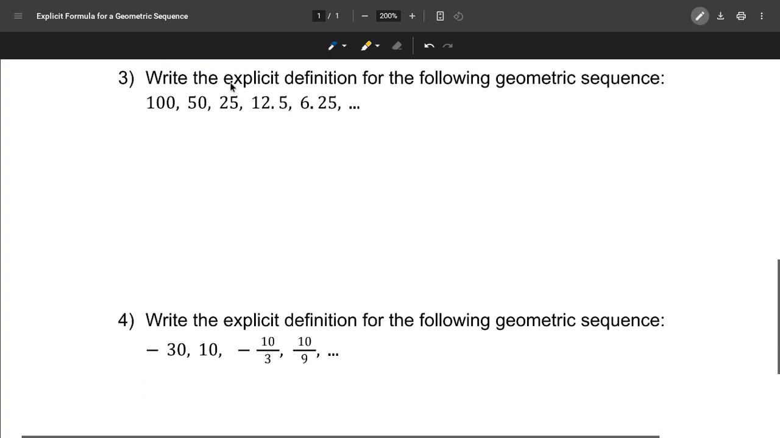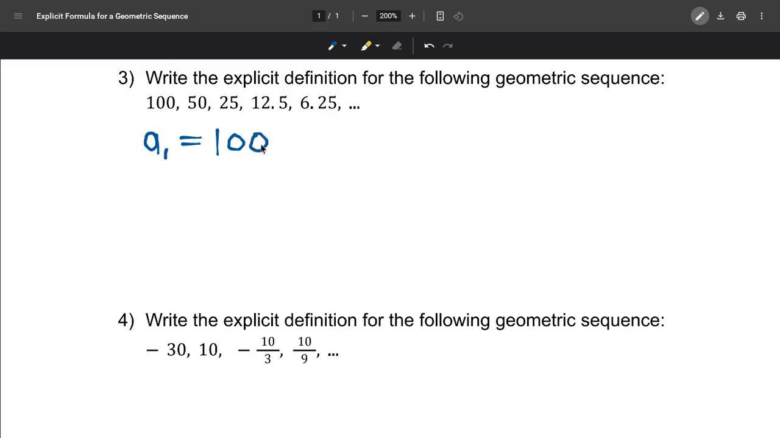Alright, we're going to write the explicit definition for this geometric sequence. The first term is 100. Common ratio, r, we'll take any term, let's take 25, and we'll divide it by the term before it, which is 50. So we get 0.5.